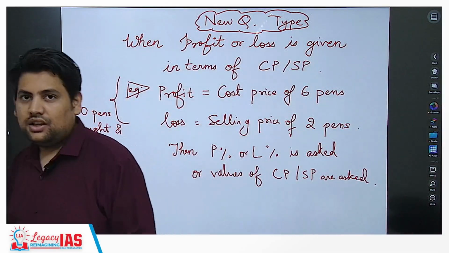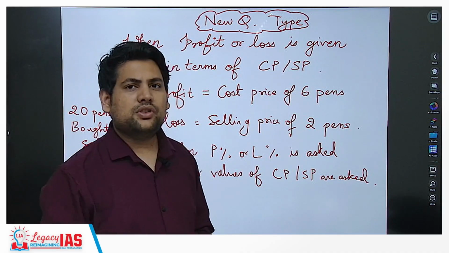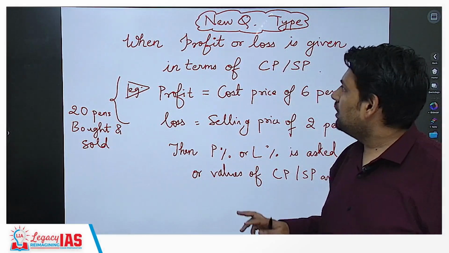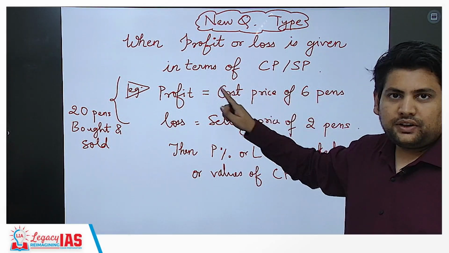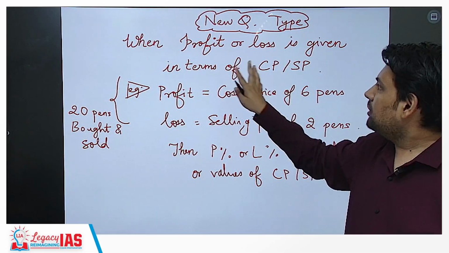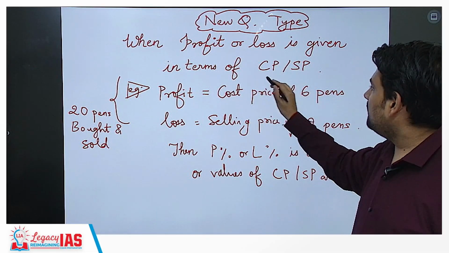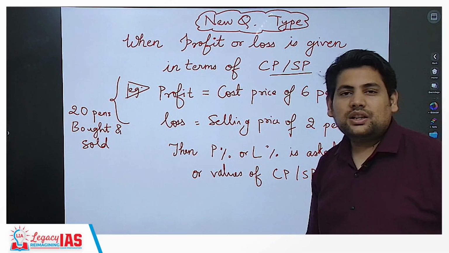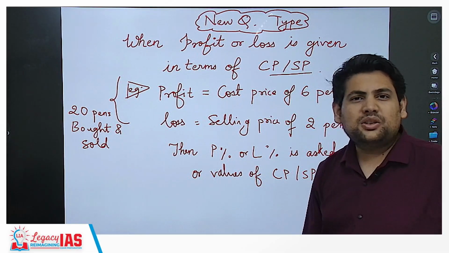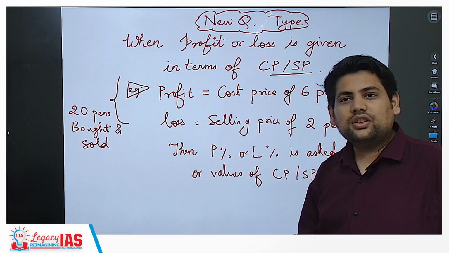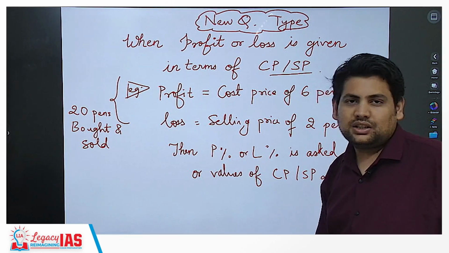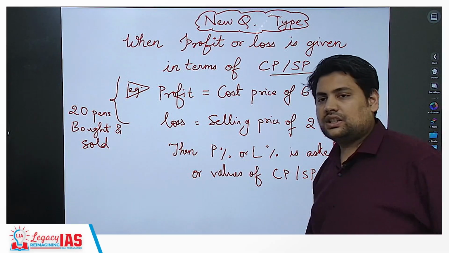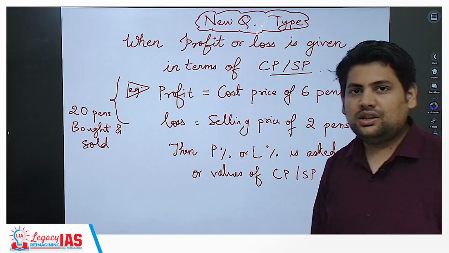So today we will be dealing with a new type of question that we are seeing in UPSC. That is, it is asked that profit and loss. Now, when profit or loss is given in terms of cost price or selling price. Usually something is given to you that profit is of 100 rupees, 200 rupees or loss is of 50 rupees. Like this it is given to you. Now, in these type of questions, profit or loss is given in terms of cost price or selling price.